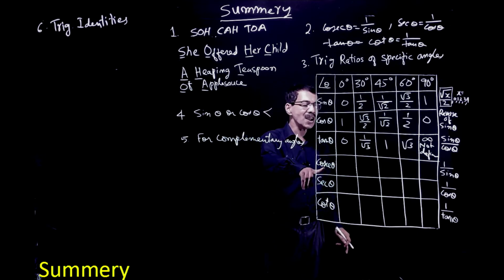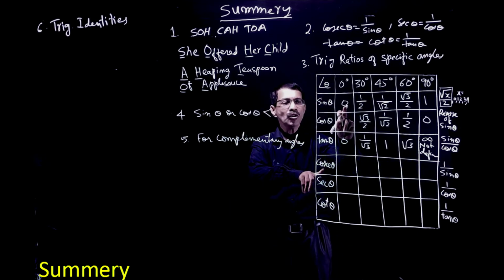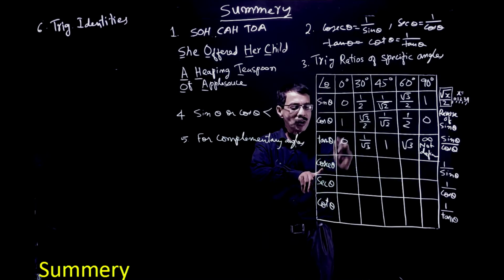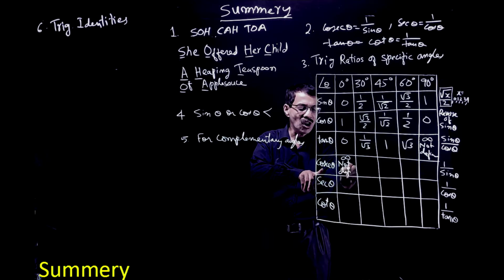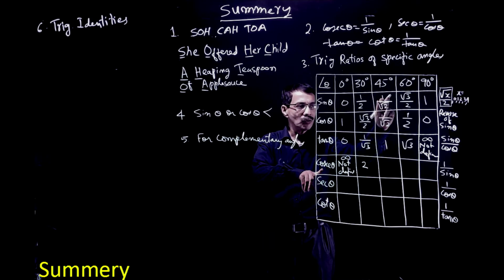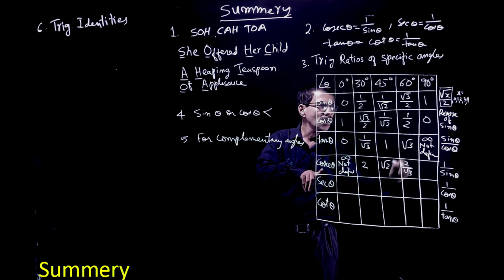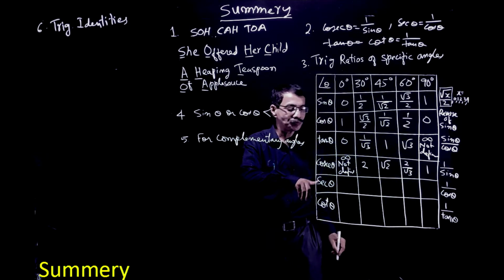Now cosec theta is 1 upon sine theta. So you invert this. So cosec theta is 1 upon 0. So 1 upon 0 is infinity, so this is not defined. And 1 upon 1 by 2 becomes 2. 1 upon 1 by root 2 becomes root 2. And this becomes 2 upon root 3. And this becomes again 1.